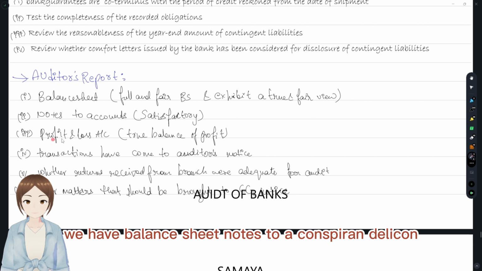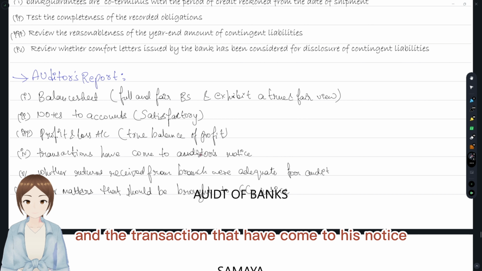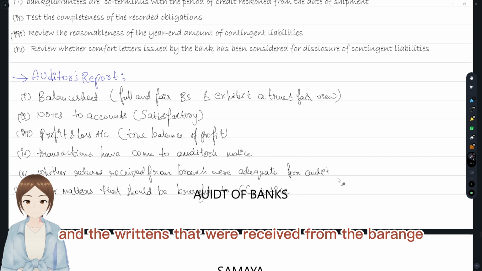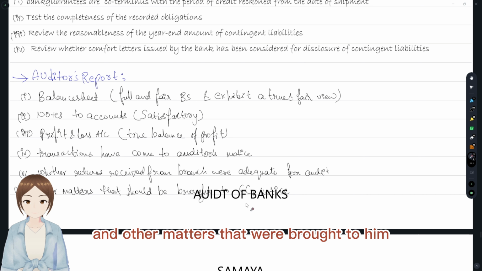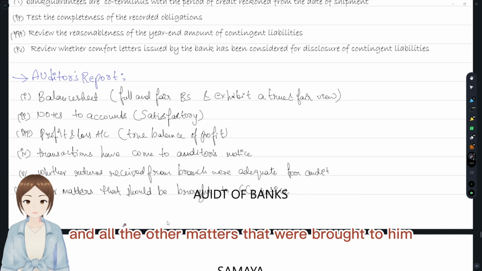We have the balance sheet, notes to accounts, P&L account, and the transactions that have come to his notice, and the returns that were received from the branch, whether adequate for the audit or not, and all the other matters that were brought to him.